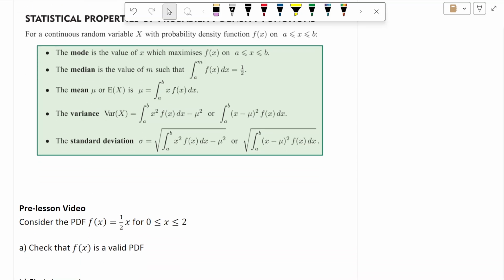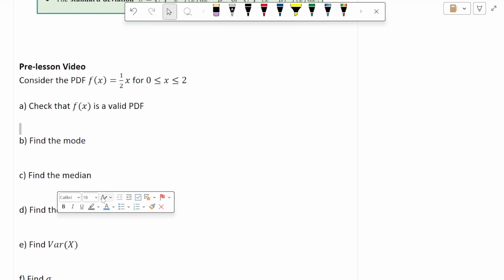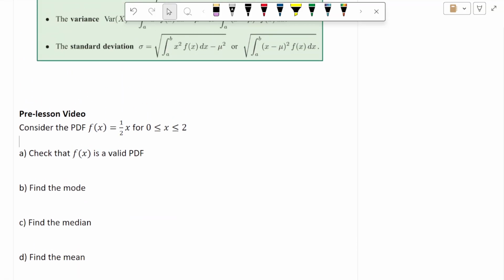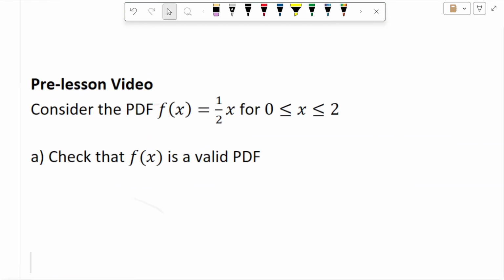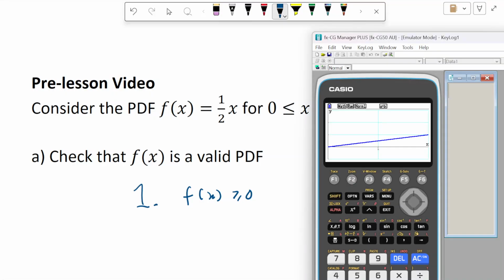Yeah, we're continuing our wonderful journey into the world of PDFs with finding modes, medians, means, standard deviations, all that stuff. Okay, so we've got this PDF here. First things first, we better actually check that this thing is a PDF. For checking that, just as a reminder, f of x would have to be positive for all x values, and it looks like it is.